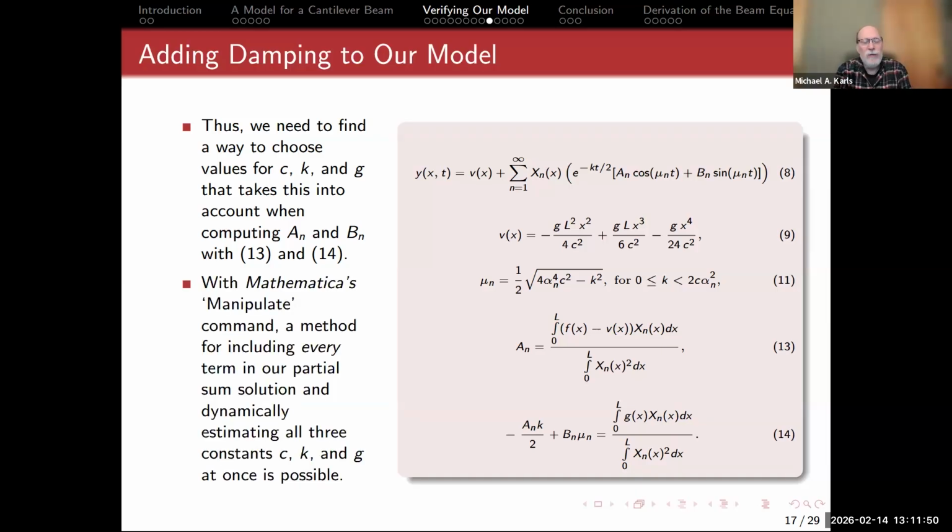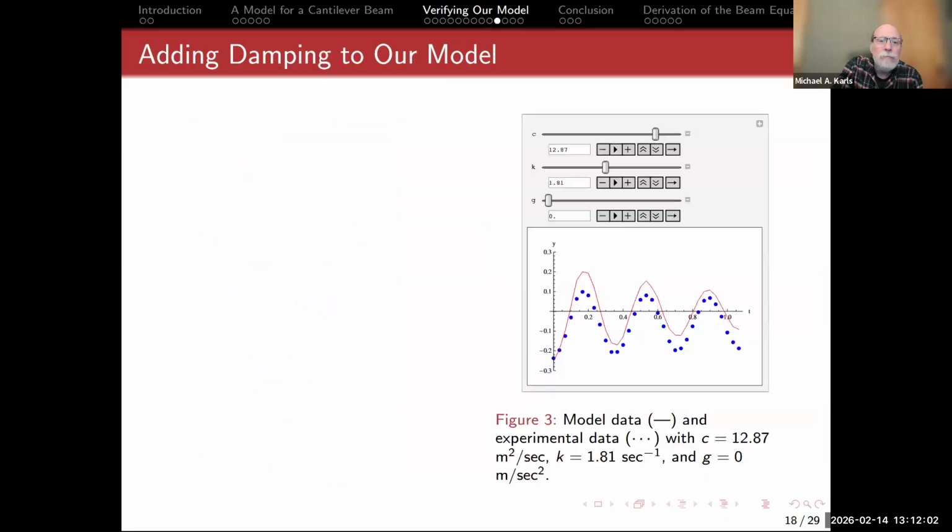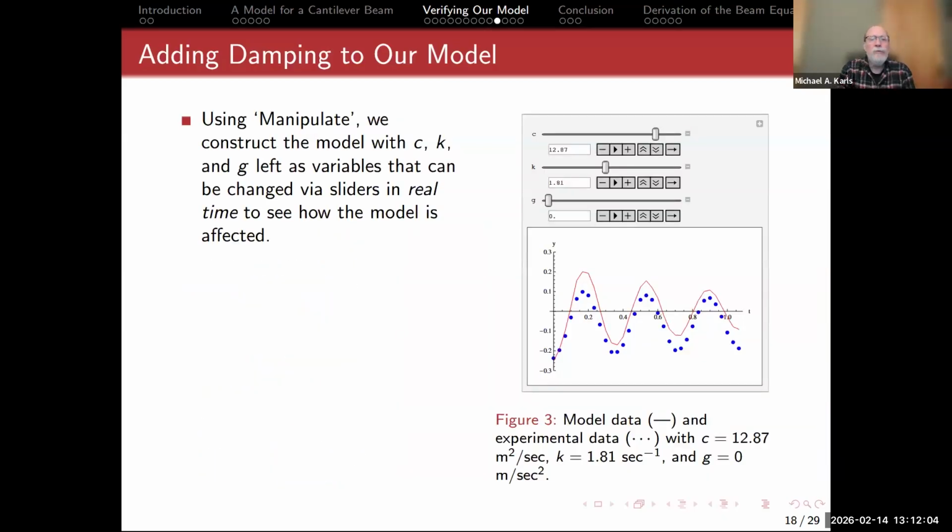Okay, so in Mathematica, there's a command called Manipulate that you can use. So a method for including every term in our partial sum solution, dynamically estimating all three constants C, K, and G at once is possible. So using Manipulate, we construct the model with C, K, and G left as variables that can be changed by means of sliders in real time to see how the model is affected. So that's actually what we're doing in our graph.